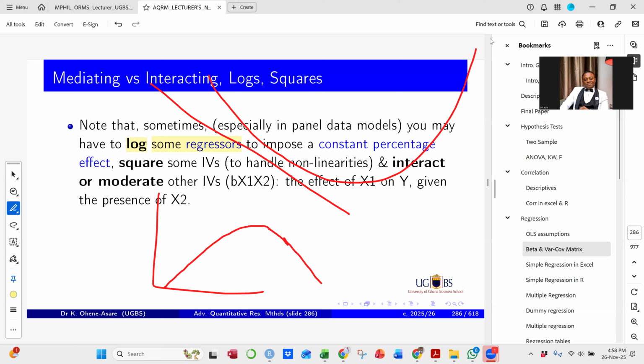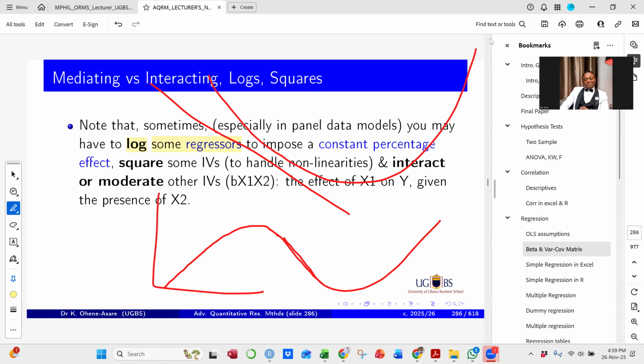Some variables, you even have to take a cube, because after coming down, it will probably rise again. Some of them may probably become coaches. So their salaries go down, then they become coaches, then they start going up again. Now we've entered into the world of cubic. But all of this must be backed by theory. You don't just log everything and square everything.